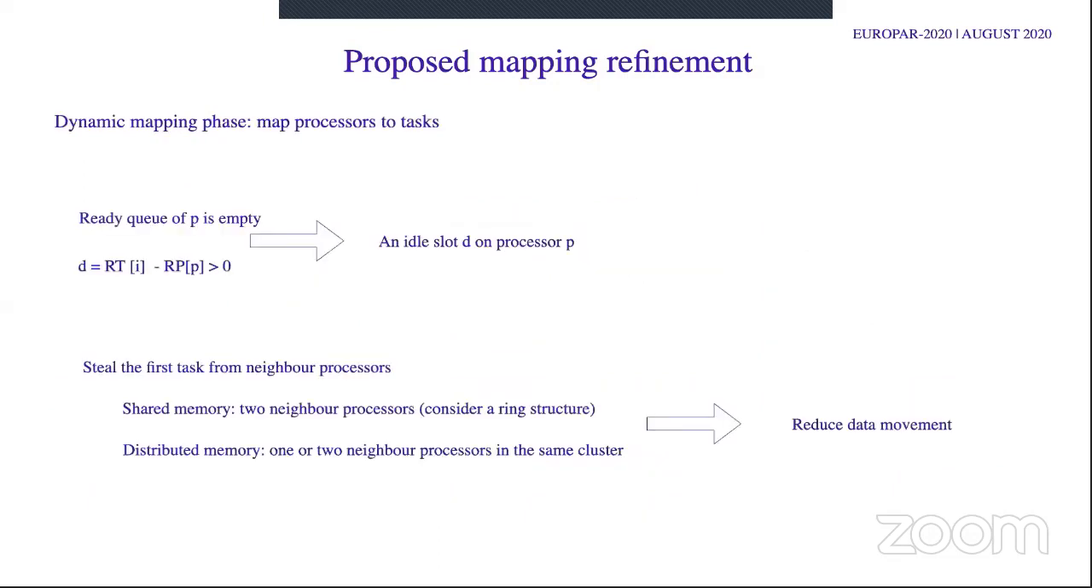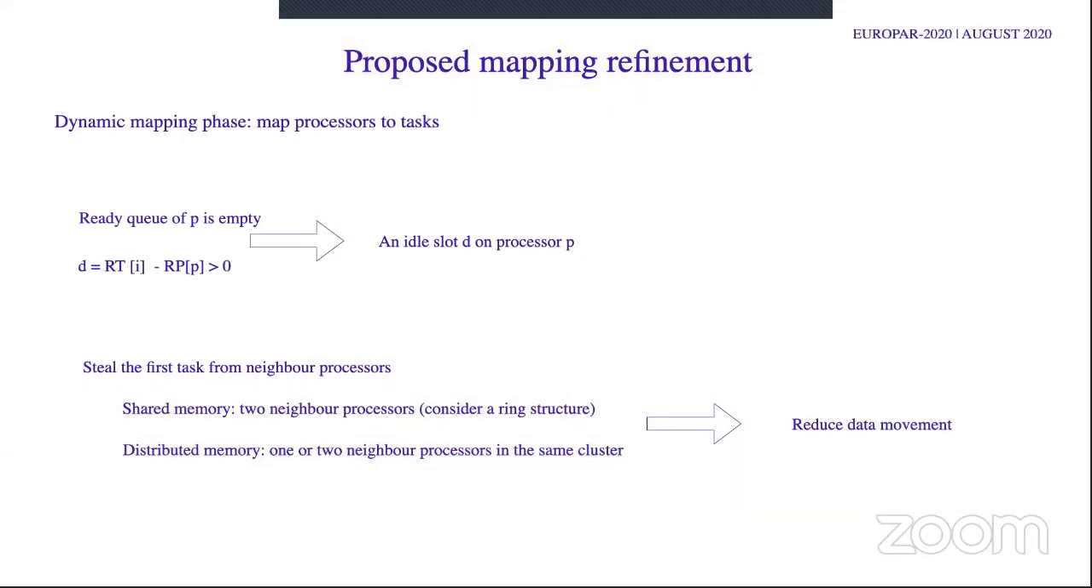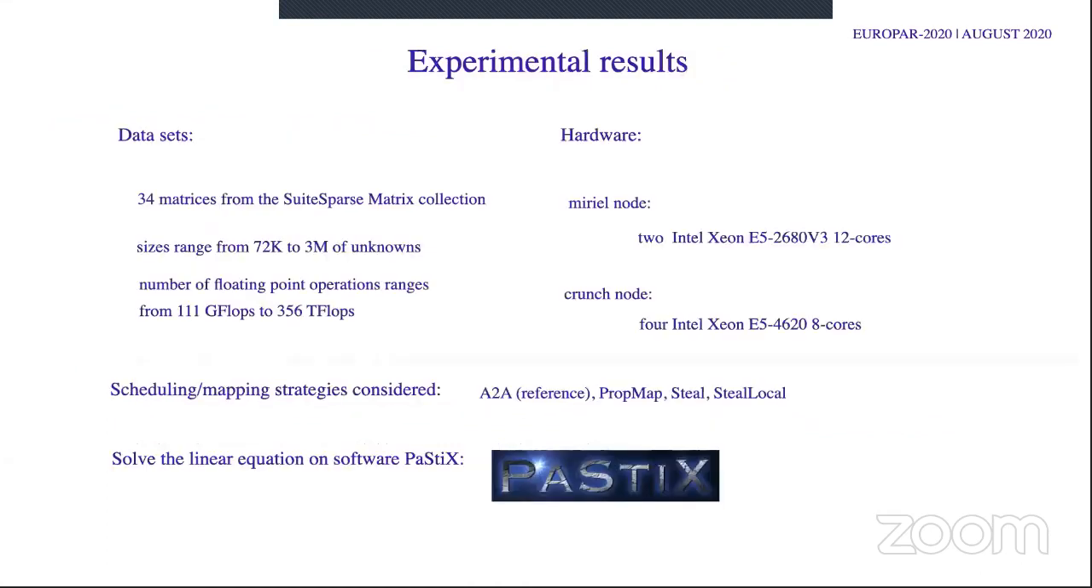Let's summarize the steal technique. At the moment, if the ready queue of processor P is empty and the ready time of the first task in the waiting queue is strictly larger than the ready time of processor P, we predict that there will be an idle slot. To reduce this idle slot, we copy tasks from neighbor processors' ready queues. In order to reduce the data movement in a distributed environment, we steal tasks that are on the same cluster.